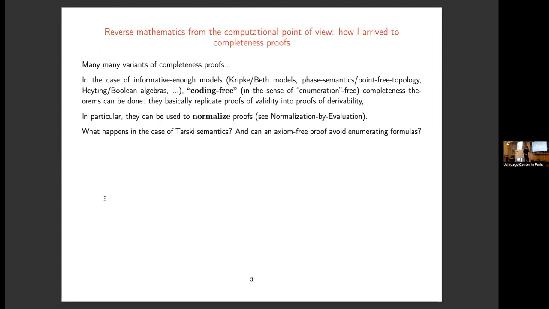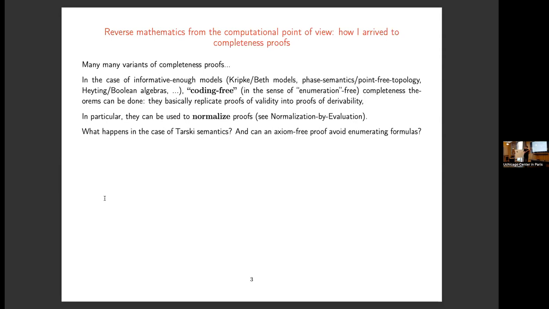So I arrived at the work I'm presenting here by comparing various results. Some of them I saw in the book of Simpson, where there is this central result of the connection between Weak König's lemma and Gödel's completeness theorem. And another trend of research, in constructive mathematics, is people giving a proof of the completeness theorem not with respect to Tarski semantics, like in Gödel's completeness, but with respect to Kripke or Beth semantics. Beth is somehow the most informative, but there are other semantics, phase semantics, point-free topology, things like that. With these richer semantics, they are able to produce proofs of completeness which are very structural.